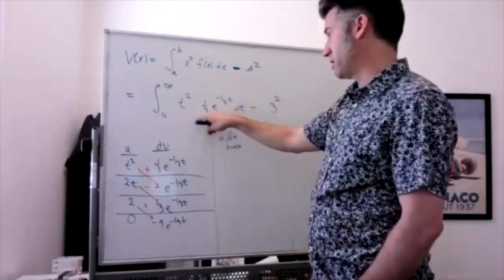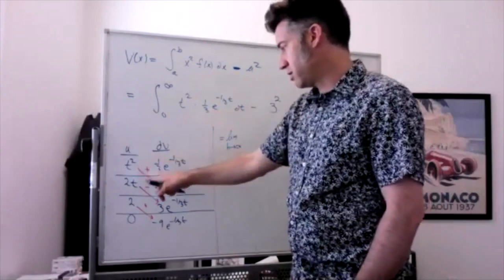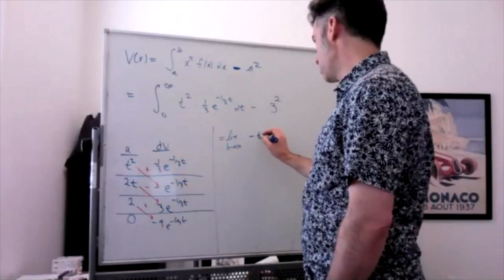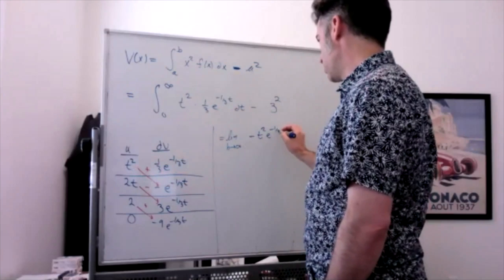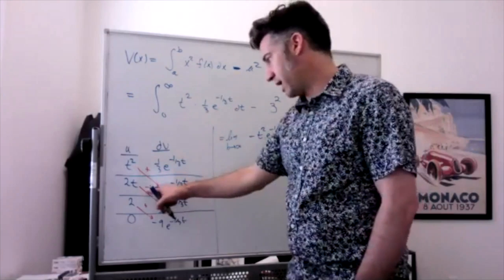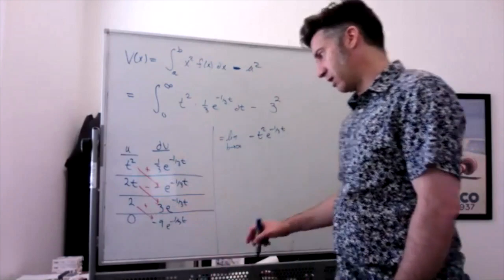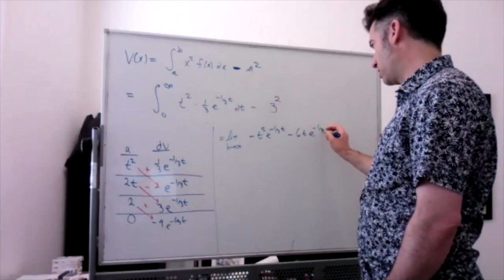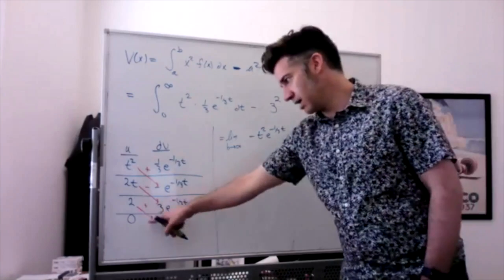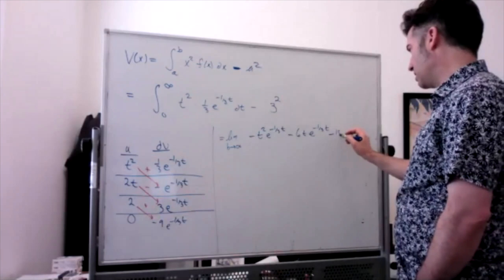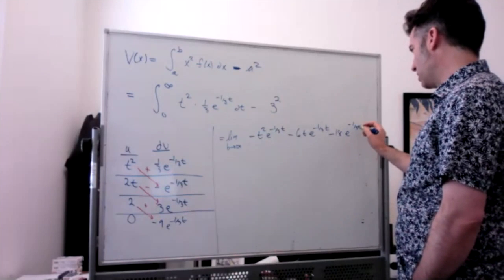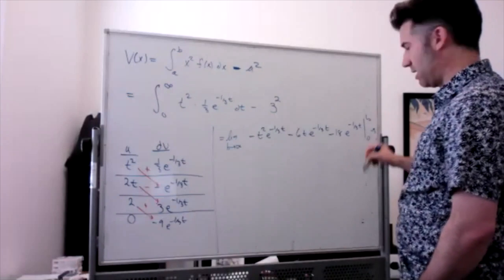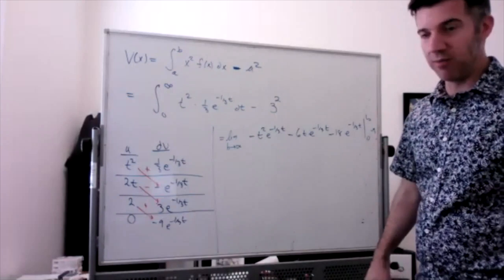The integral of this is going to be negative t squared e to the negative 1/3 t, minus 2t times 3 e to the negative 1/3 t, so 6t e to the negative 1/3 t, minus 18 e to the negative 1/3 t, from 0 to b, and then minus 9 at the end. Kind of a lot, I know.